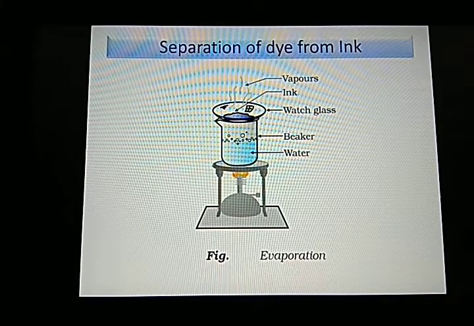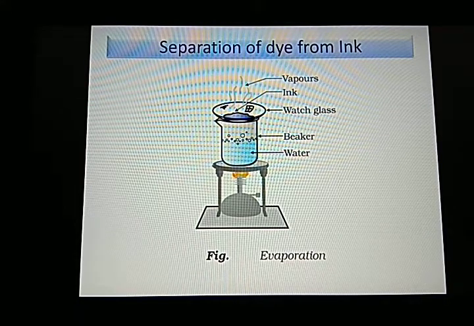Now what we need to do is turn on the Bunsen burner. The burner you can see at the bottom. Then we will start heating the beaker. Now as the beaker gets heated up, the water will evaporate, means it will produce some steam or water vapor, which we say. And this water vapor will again heat up the watch glass. And as a result, the ink that is present on the watch glass will also start evaporating.